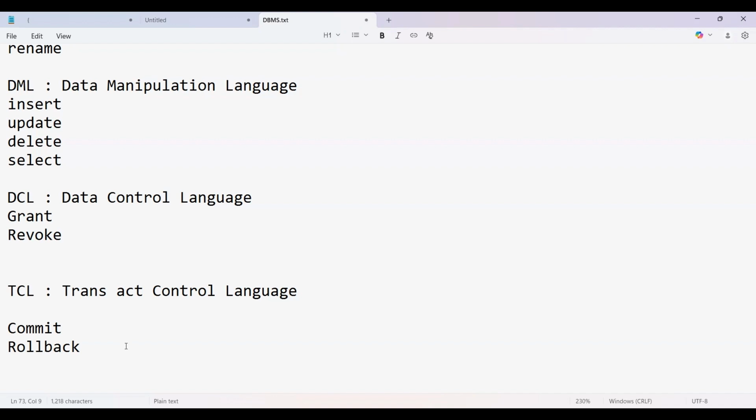So this is about the commands. By learning these commands, you can access the database and do whatever task you need to do. You can manipulate the data inside the database.